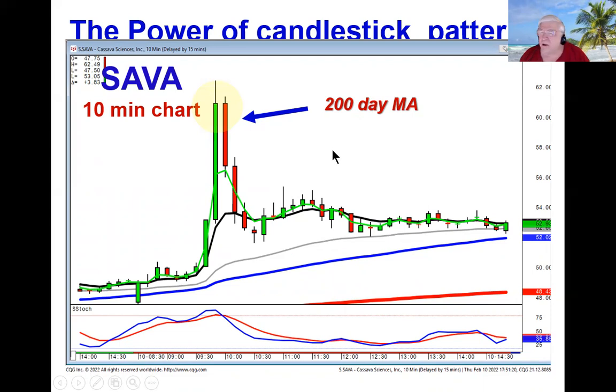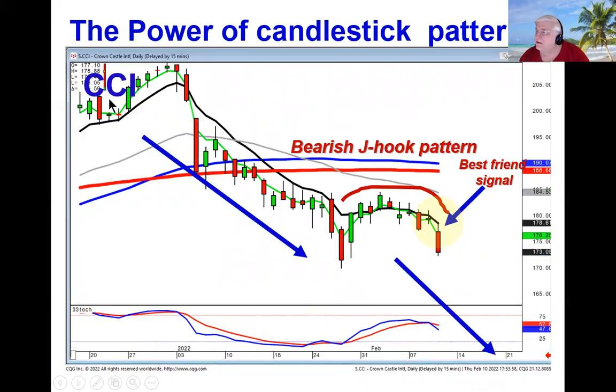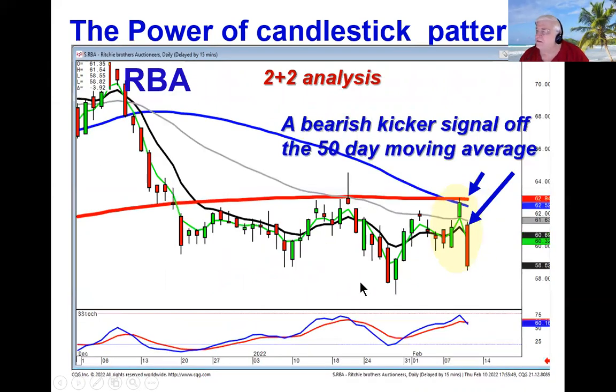So with the market rolling over, what we're looking for once again is to scan for the strongest sell signals. CCI, look at your bearish best friend, J-hook pattern. You can get ready to short this one if the market's open weaker tomorrow. Again, we call this 2+2 analysis. When you can see a strong sell signal right at the level that everybody is watching, like at the moving averages, that's a pretty good indication they're not going this way.